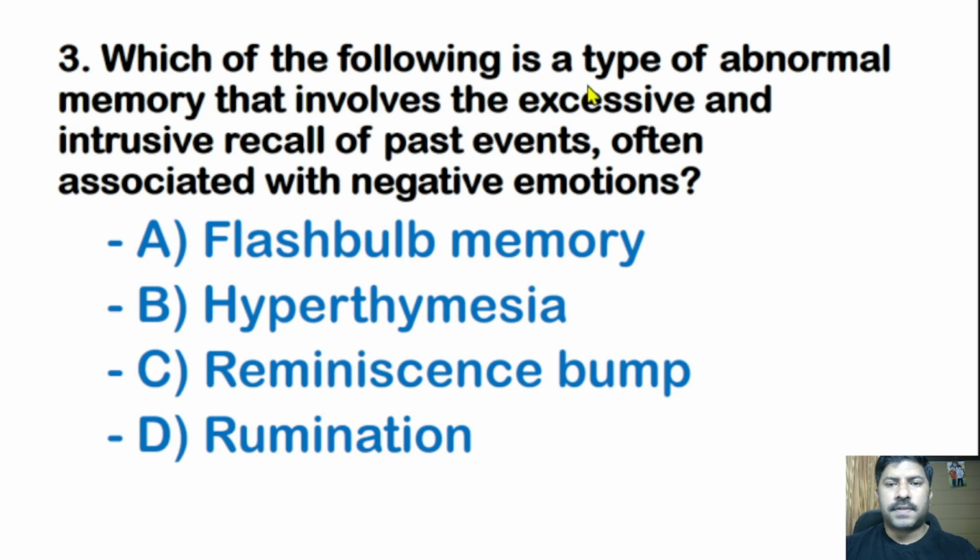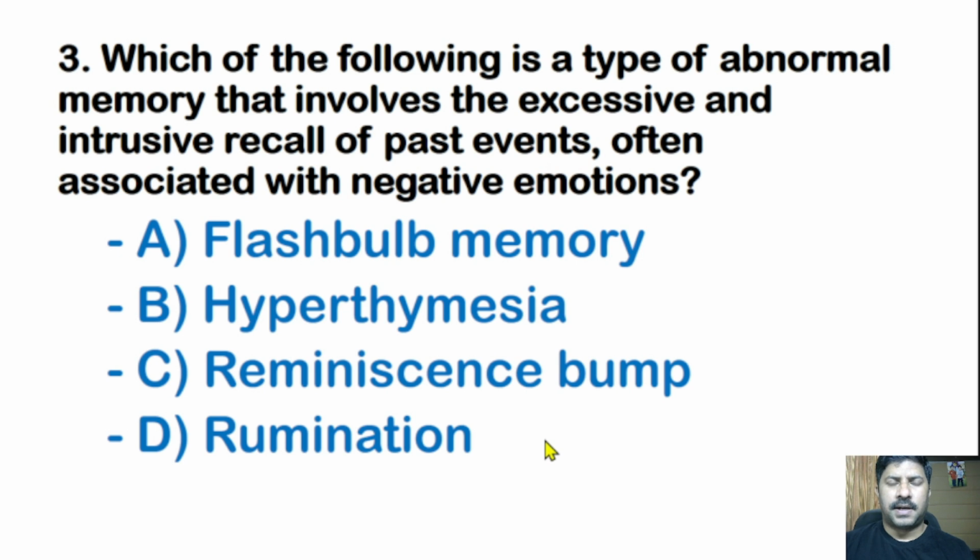Then the third question: which of the following is a type of abnormal memory that involves the excessive and intrusive recall of past events, often associated with negative emotions? The last part is very important: it is associated with negative emotions. The options are: flashbulb memory, hyperthymesia, reminiscence bump, rumination.